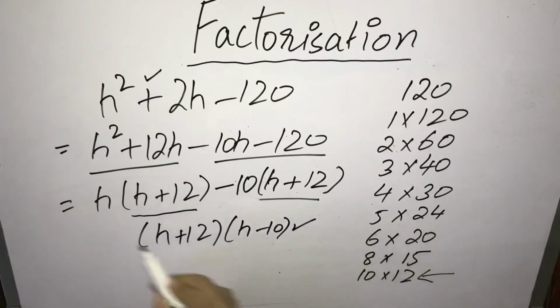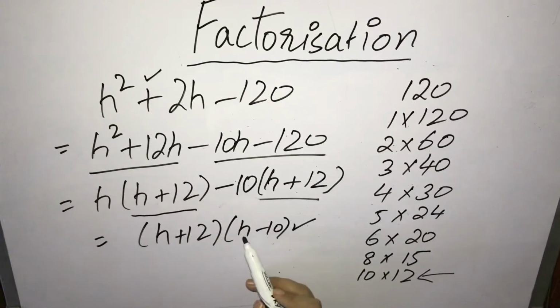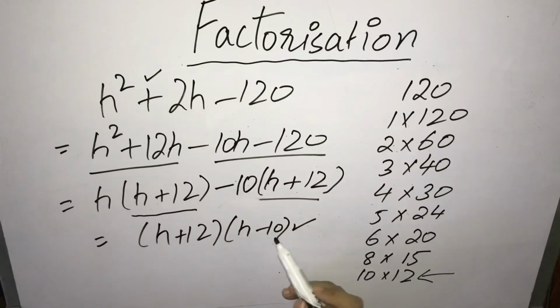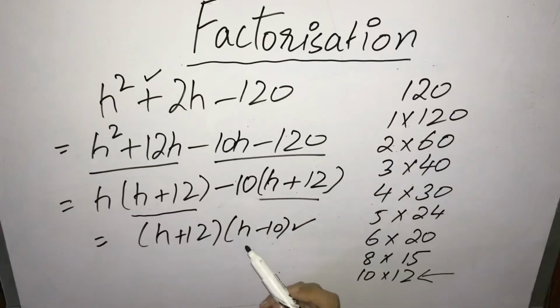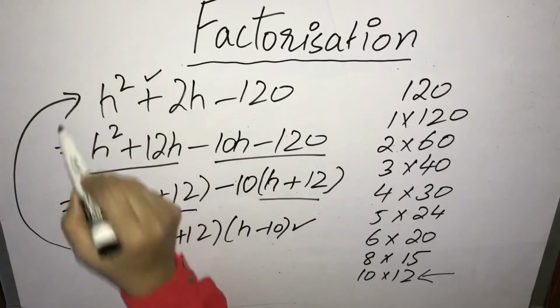This is the answer. If you want to check your answer, you can multiply: h square minus 10h plus 12h will give you 2h minus 120. If you multiply both brackets, you can get the original expression.